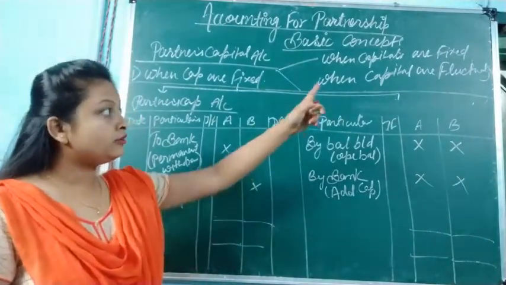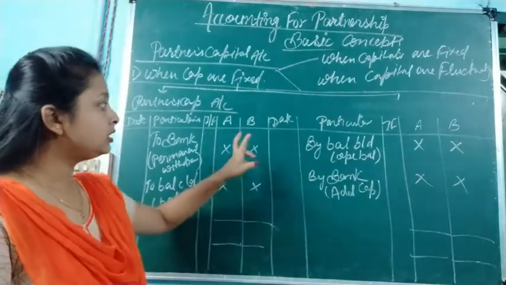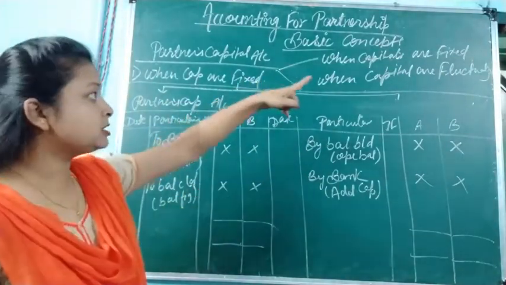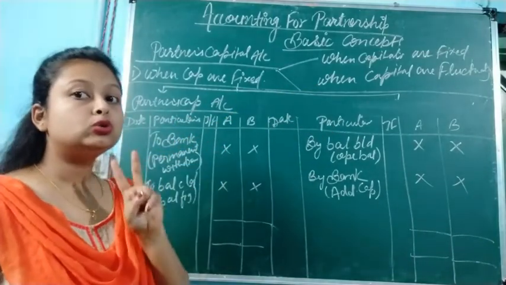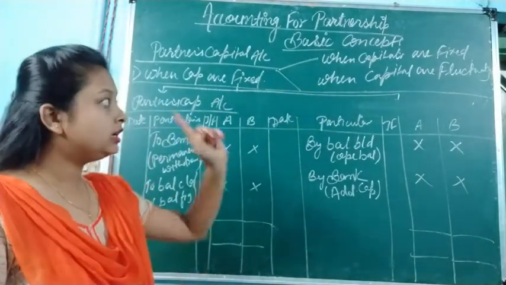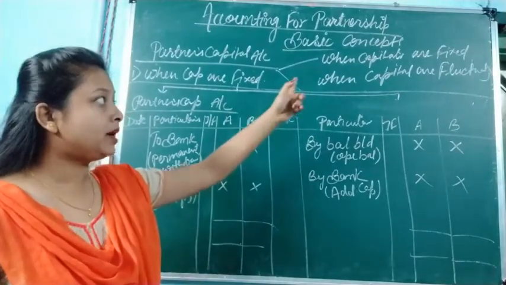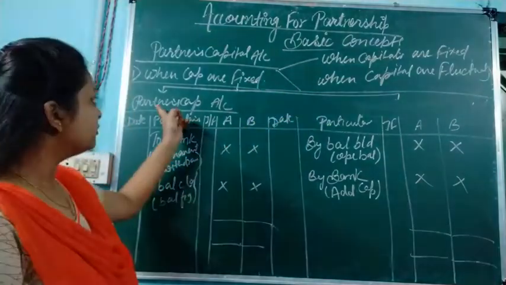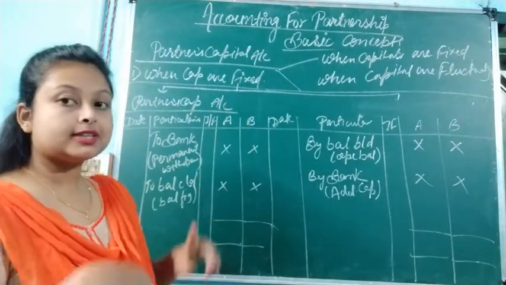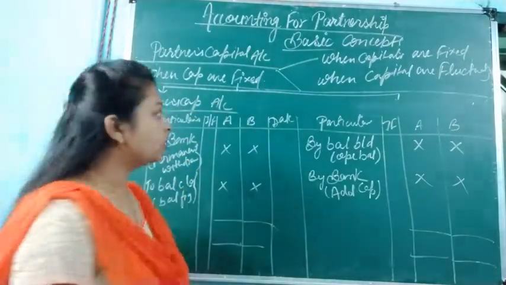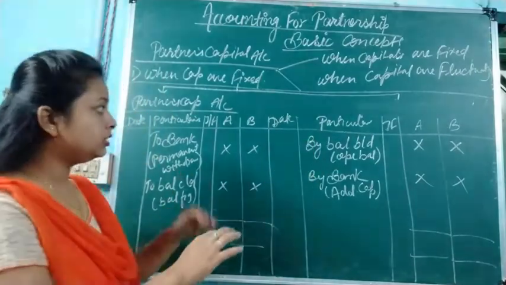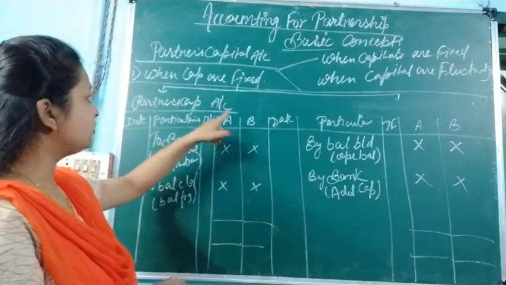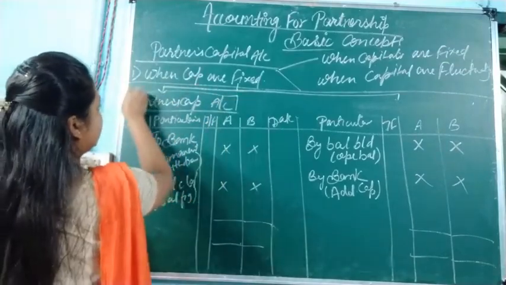Now for these two methods, different formats are given. When partners have fixed capital, we have to prepare two accounts. Listen carefully. When partners have fixed capital, they have to prepare two accounts. The first one is partners' capital account and the second one is partners' current account. We will make the partners' current account afterwards. First we are going to make the partners' capital account.